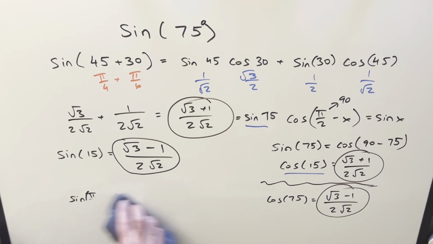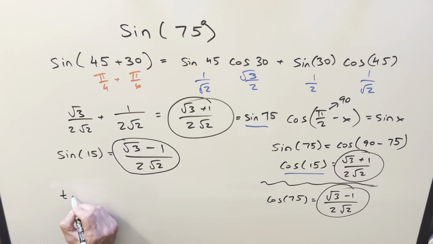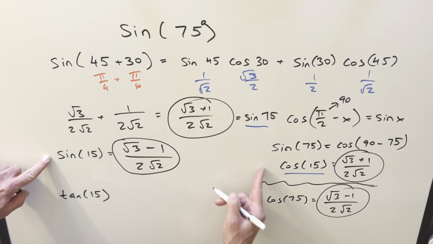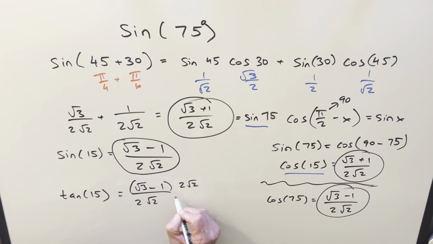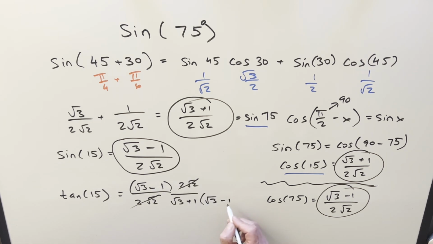So now we can go ahead and calculate our tangent values for 15 and for 75. For tan of 15 degrees, we want sine of 15 over cosine of 15. So we're going to have square root of 3 minus 1. Here, I'll save a step and we'll do it as 2 square root of 2. So if this is in the denominator, I'll flip it. We'll bring 2 square root of 2 into the numerator over square root of 3 plus 1. Then all this is going to cancel out. Then multiply by the conjugate here. So we'll multiply by square root of 3 minus 1, numerator and denominator.